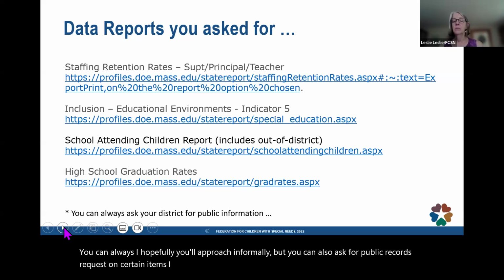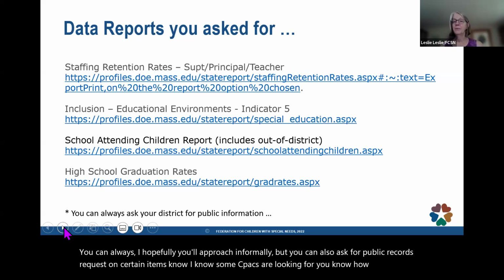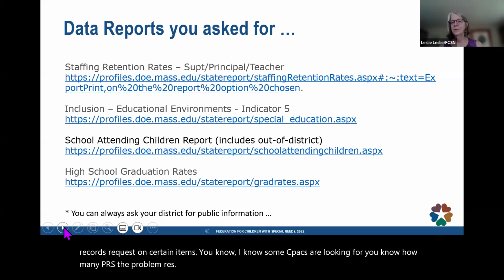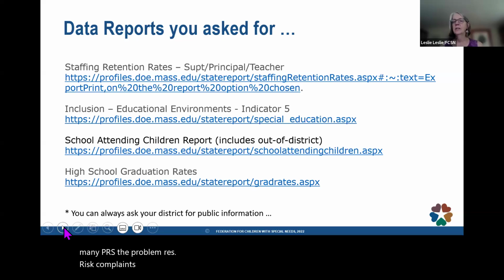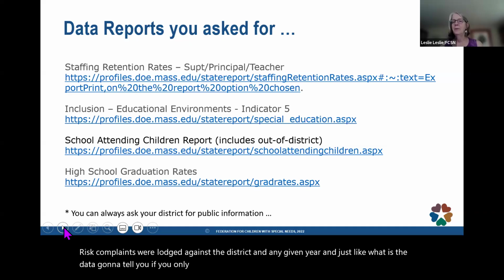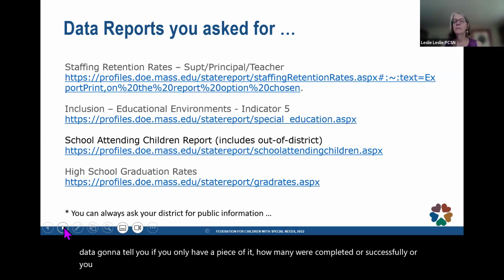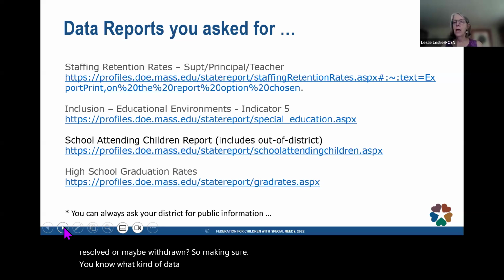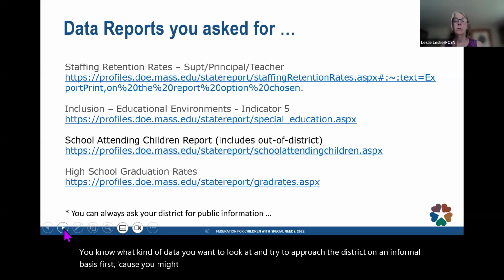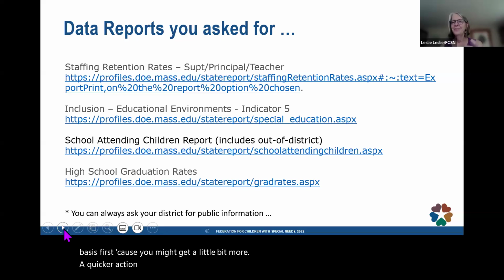I know some CPACs are looking for how many PRS, problem resolution service complaints, were lodged against the district in any given year. And it's like, what is the data going to tell you if you only have a piece of it? How many were completed, or successfully resolved, or maybe withdrawn? So make sure you know what kind of data you want to look at, and try to approach the district on an informal basis first, because you might get quicker action and help tease out the exact data that you want.